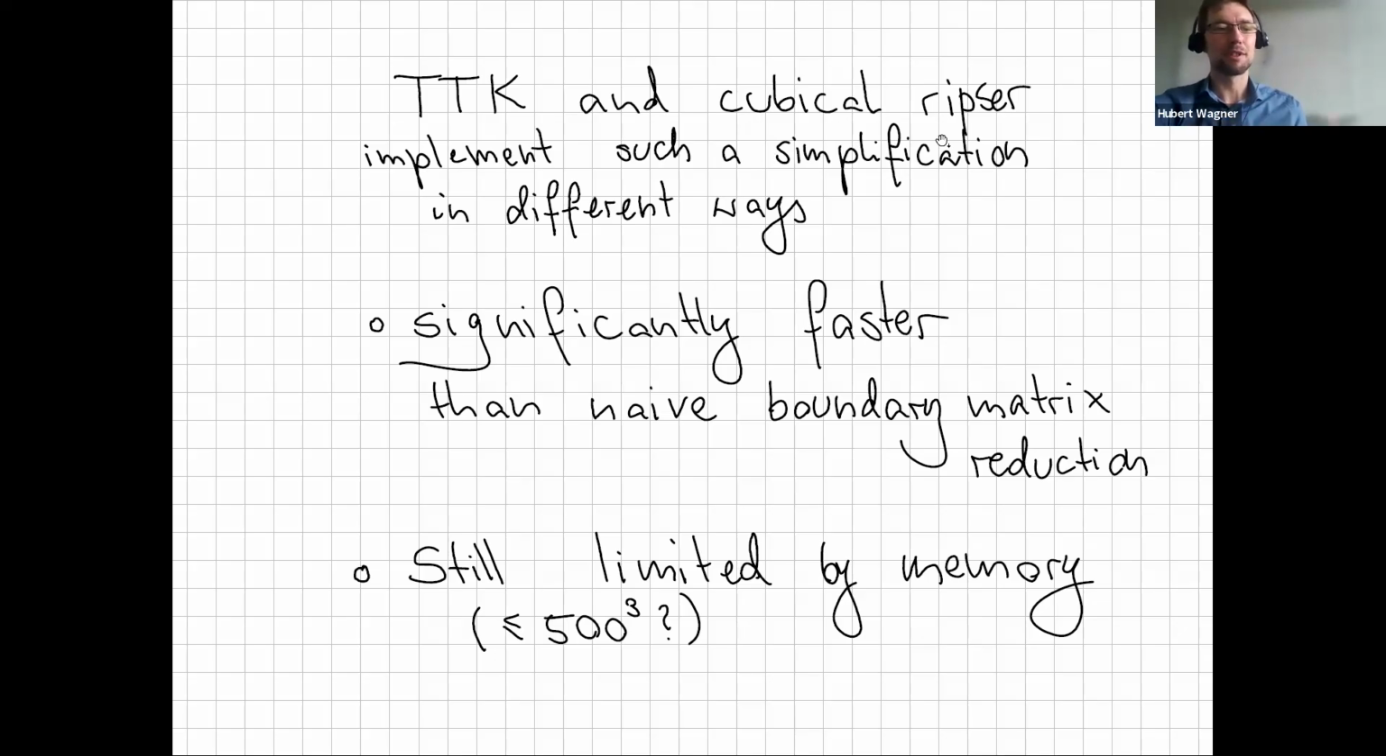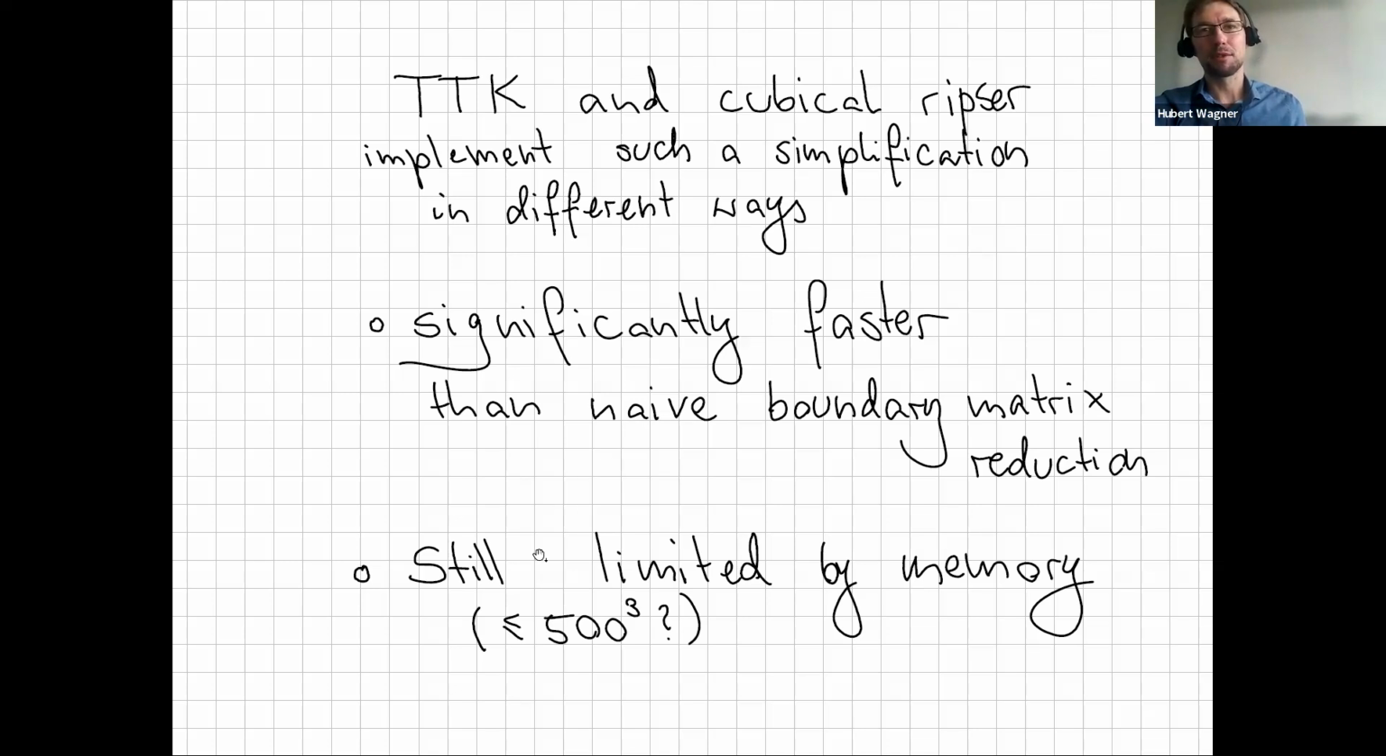Cubical Ripser doesn't do the simplification at the level of the cubical filtration. It rather does it at the level of an implicit representation of the boundary matrix, similarly to Ripser, but in the end the idea is similar: essentially prune the part of the representation which only contributes to those ephemeral pairs. If you do this, you get something significantly faster than the naive boundary matrix reduction, maybe by an order of magnitude.